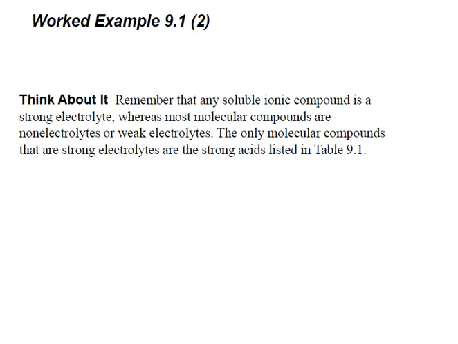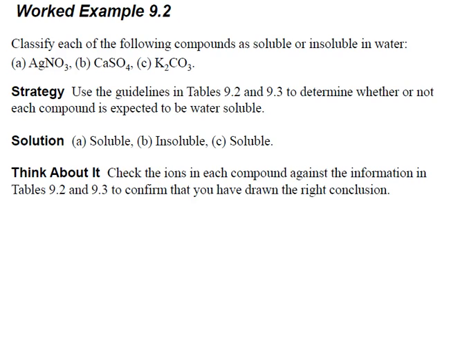I'll pause for a moment if you want to read this. Example 9.2. Classify each of the following compounds as soluble or insoluble in water. We have silver nitrate, calcium sulfate, and potassium carbonate. Strategy is we need to make sure that we understand and have the guidelines ready beside us of Tables 9.2 and 9.3. And there's a set of rules that we'll need to look for to determine if something is soluble or insoluble.